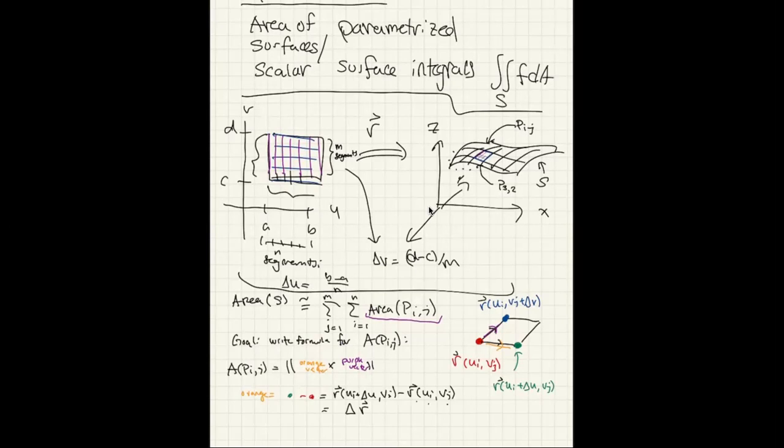Then the purple vector, this is just blue minus red. So these are displacement vectors. I'm literally just copying and pasting, I'm just not keeping the colors consistent. R of UI, VJ plus delta V minus R of UI, VJ. And I want to call that, again, a delta R. And so now my notation's a little messed up because I'm calling the orange vector delta R and the purple vector delta R. That's kind of wrong.